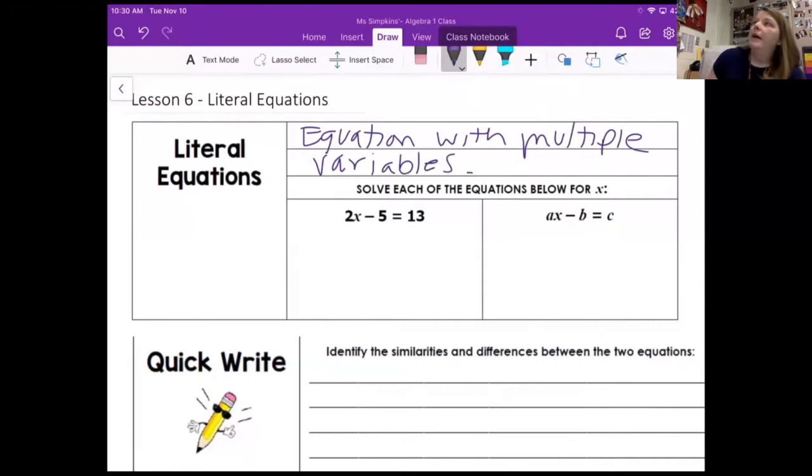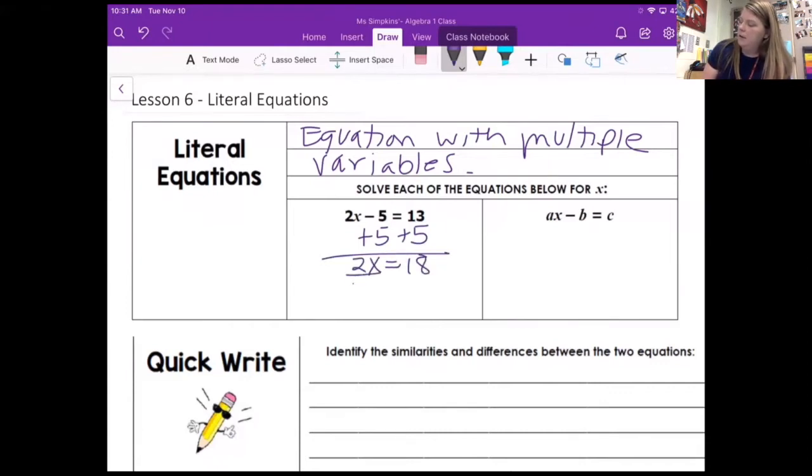So I want you to go ahead and solve that equation on the left: 2x minus 5 equals 13. I'll give you a second to do that. Should be a pretty simple task for you. All right, so if you wrote this down, that's fine. If not, that's also fine. The first thing I would do is add 5 to both sides to get 2x equals 18. And then divide by 2 to get x equals 9, right? Everybody fine with that? Okay.